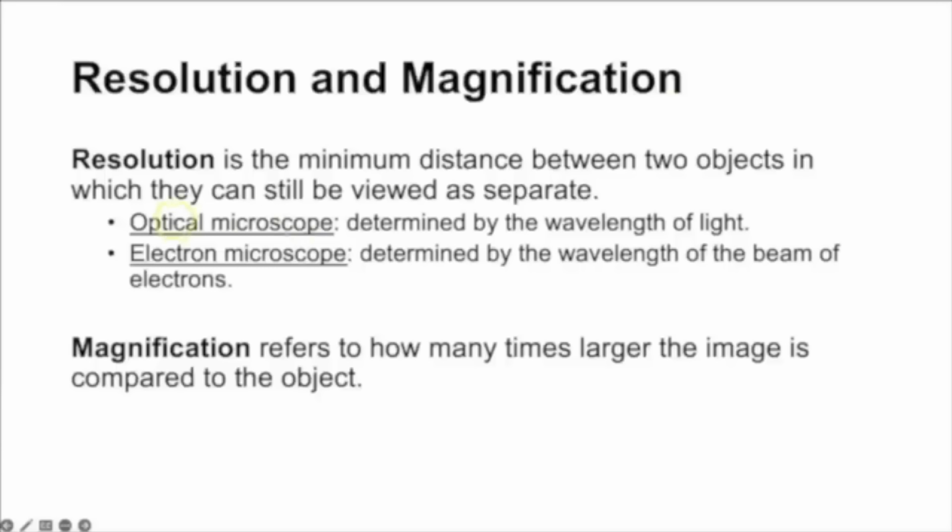The resolution is the minimum distance between 2 objects in which you can still view them as separate. In a light microscope or optical microscope, this is determined by the wavelength of the light, whereas in electron microscopes, it's determined by the wavelength of an electron. Magnification refers to how many times larger the image is compared to the actual object that you are viewing.